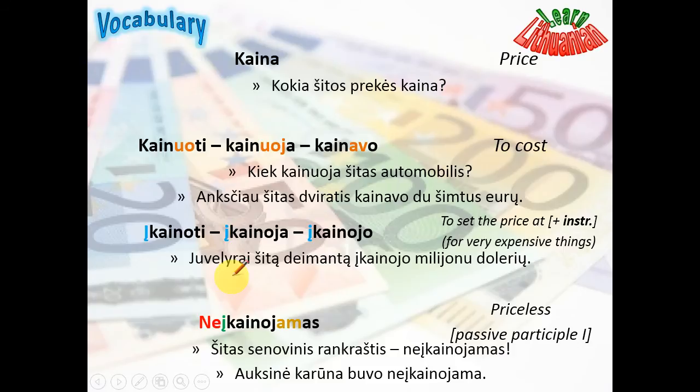Jewelers, juvelyrai, evaluated, įkainojo, this diamond, šitą deimantą, to be worth $1 million. Milijonų dolerių. Jewelers evaluated this diamond to be worth $1 million. Or jewelers set the price of this diamond at $1 million. I don't know what's the best translation, but it's setting the price at, like in an auction.